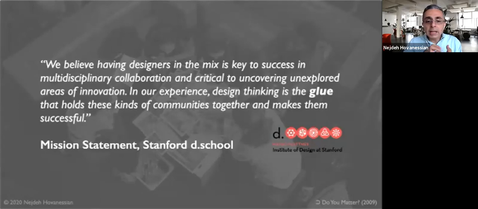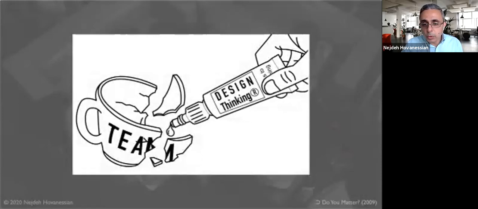And I would suggest you also consider including designers in your team. If you don't have one, still consider doing that, because it will be much more helpful in the process of building your venture and building your solution. So radical collaboration and using design as a glue is very much important also from a design thinking point of view.